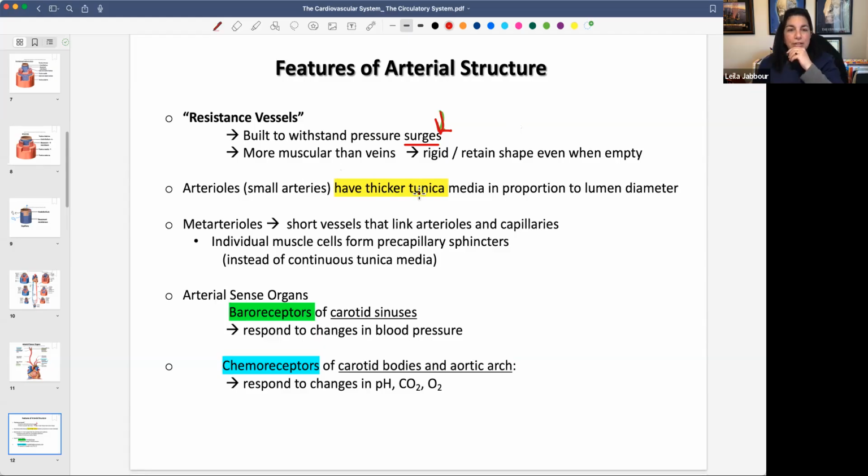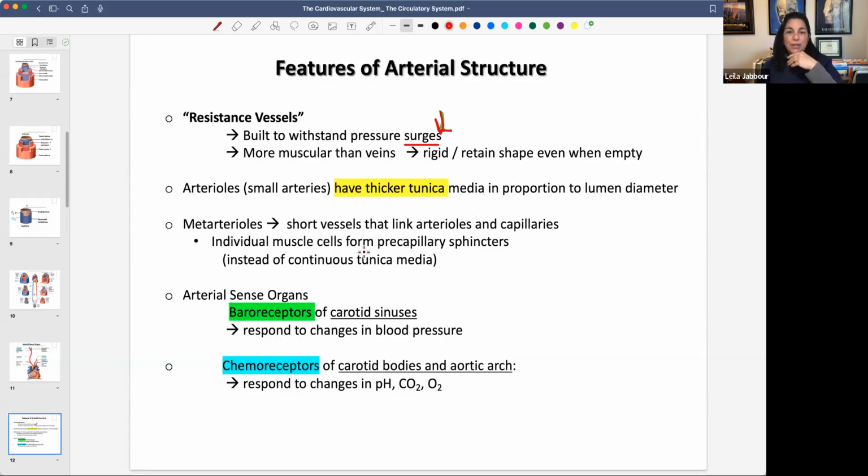Okay, arterioles have a thicker tunica media in proportion to the lumen diameter, so that's one characteristic of arterioles. Metarterioles are a bit smaller than arterioles, but not quite capillaries yet. Meta means ahead of. They're short vessels that link the arterioles to the capillaries, like metacarpal, ahead, but not quite capillaries. So they're kind of in between.